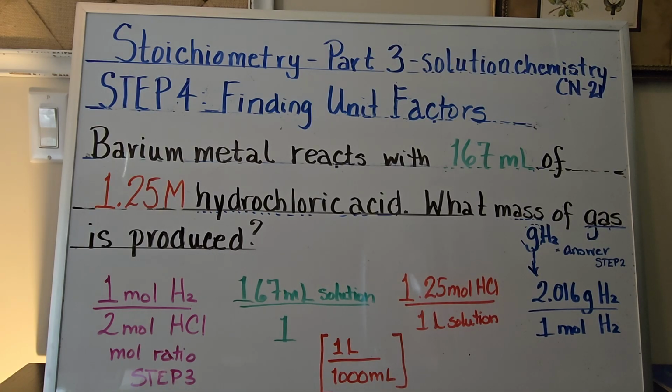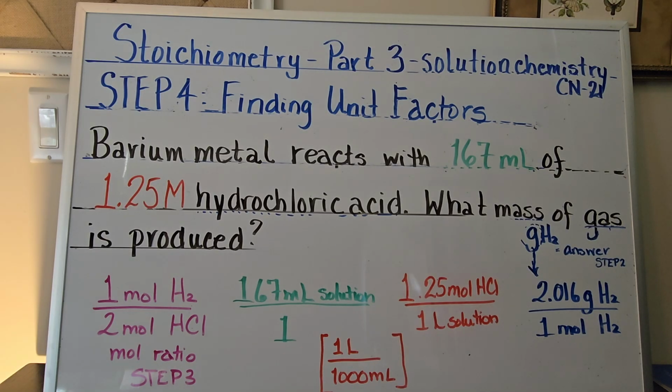So let's look at our first unit factor. We actually calculated this already, or found this in step 3, our relevant mole ratio, which we got from our balanced reaction. 1 mole of H2 to 2 moles HCl. We're going to use that as our first unit factor.